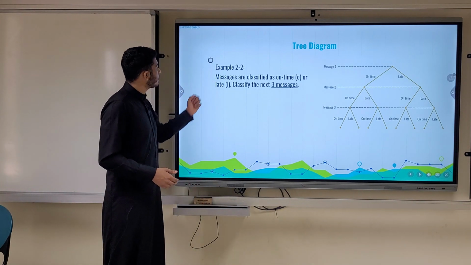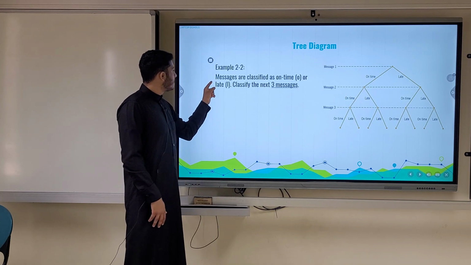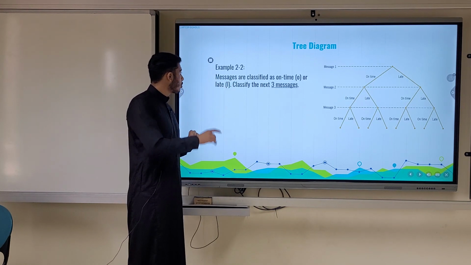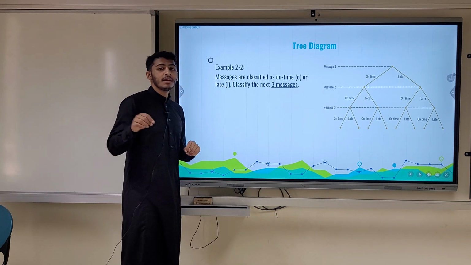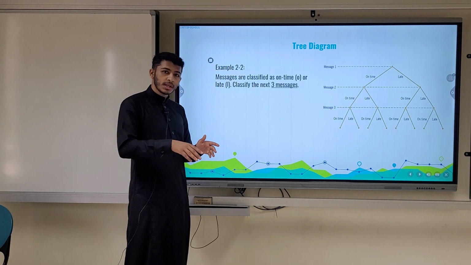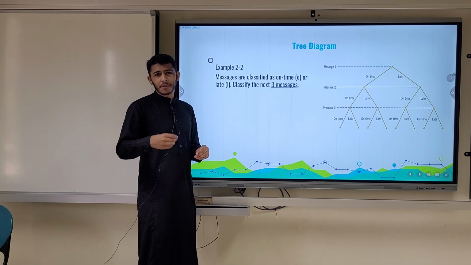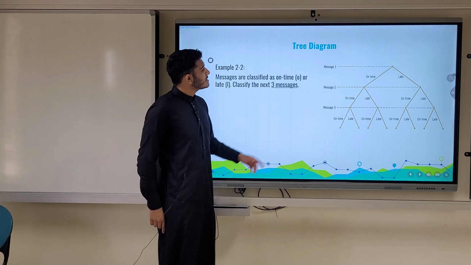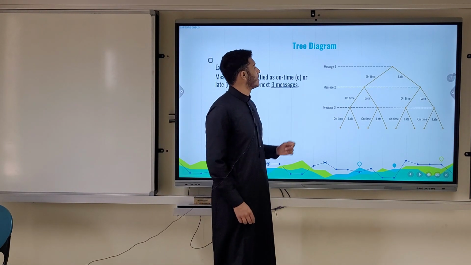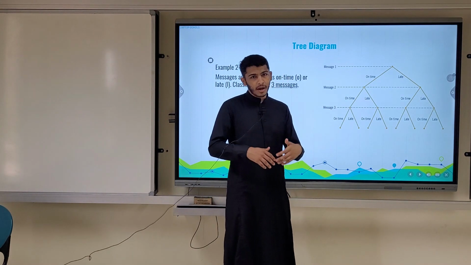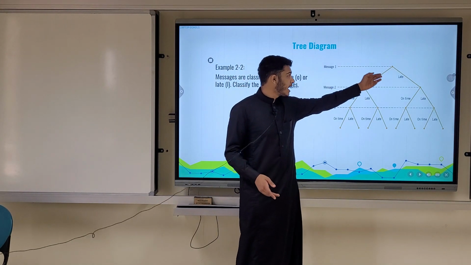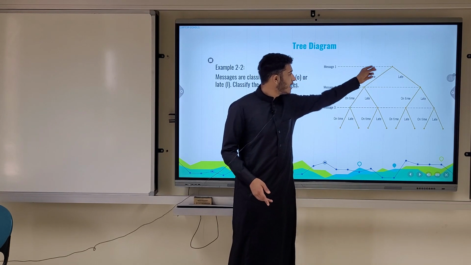So let's say we have this example. The example says messages are classified as on time or late. So classify the next 3 messages. So we have 3 messages and we want to classify them as either on time or late. So let's start with the first message here in the tree diagram. We know the messages come either on time or late. So it's going to have 2 branches, on time and late.